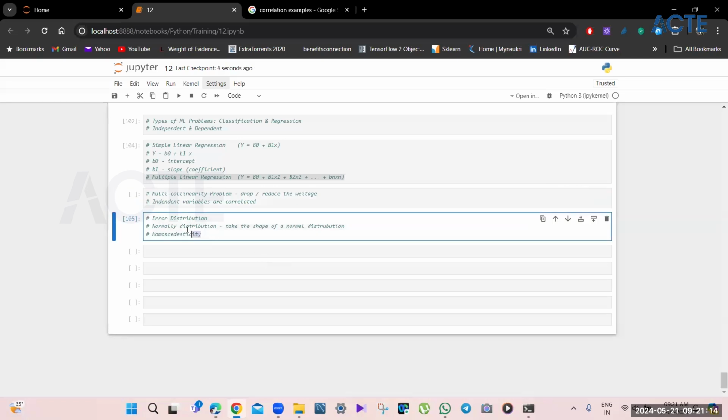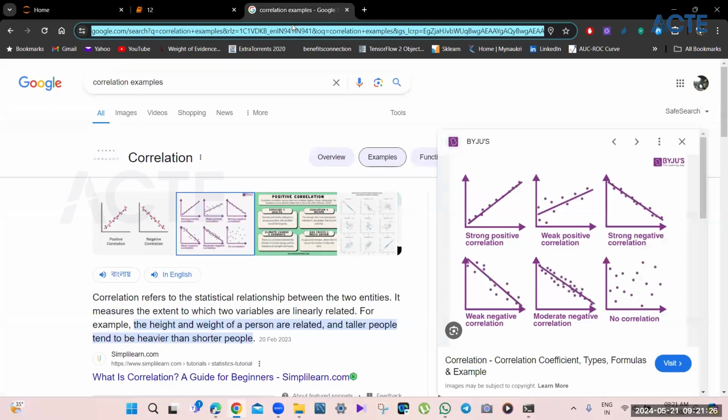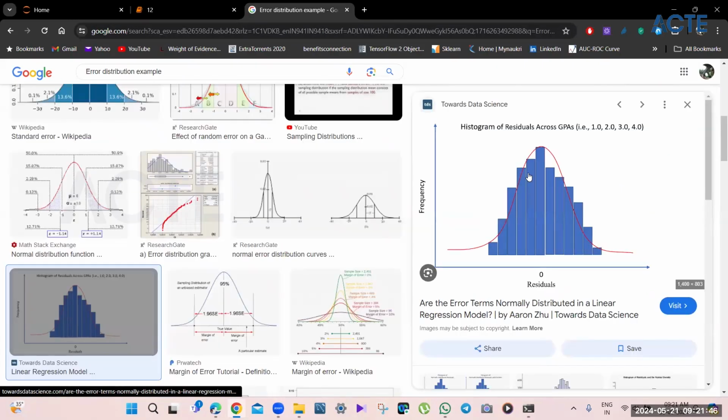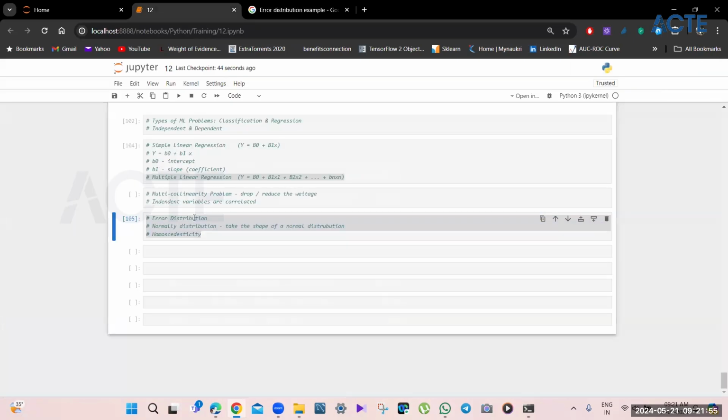Next, error distribution. I talked about these in detail yesterday, but quickly I will tell. Error distribution means how much the error is spread out. In machine learning or statistics, we call errors residuals. So for error distribution, we call them residuals. That is the term that we use.